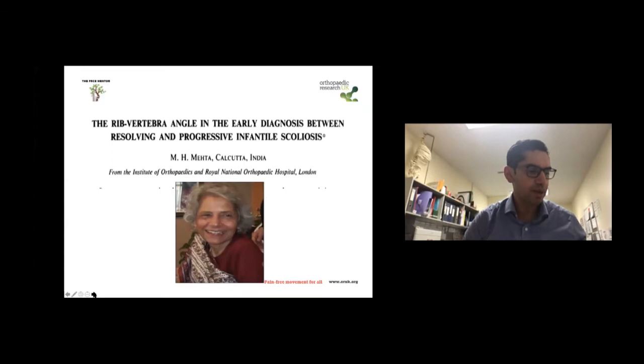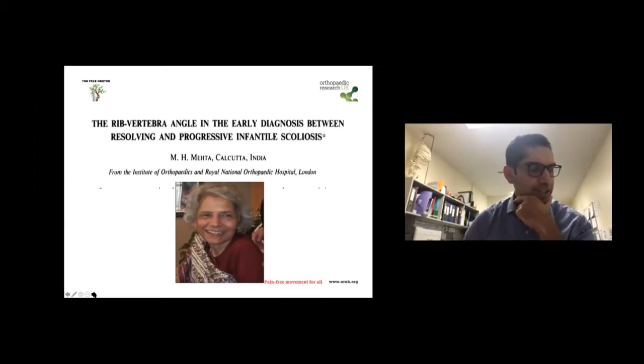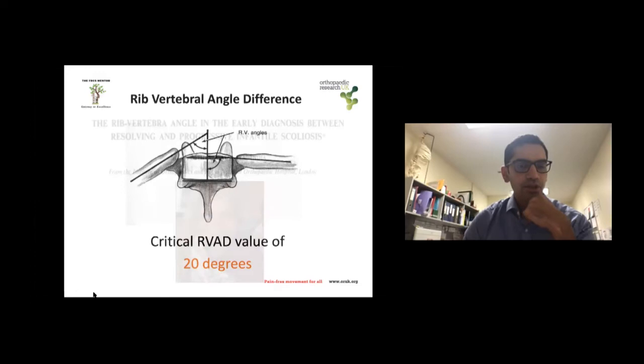This was first described by Min Mehta, who was working at the Royal National Orthopaedic Hospital in Stanmore, originally from Calcutta. Her interest was looking at the early detection of progressive curves. The aim of her study was to define a radiological method for differentiating between resolving and progressive curves at this early age in infantile scoliosis, and also to examine the influence of the early growth spurt on progressive curves. So she described this rib vertebral angle difference to help distinguish between progressive and resolving curves in infantile scoliosis.